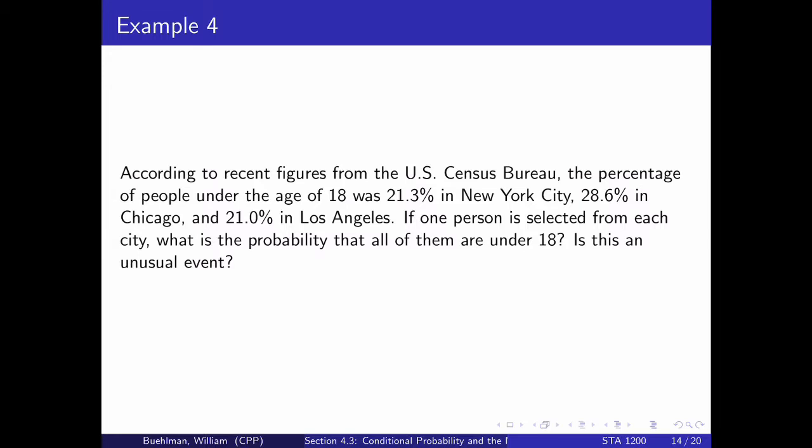Example 4. According to recent figures from the U.S. Census Bureau, the percentage of people under the age of 18 was 21.3% in New York City, 28.6% in Chicago, and 21.0% in Los Angeles. If one person is selected from each city, what is the probability that all of them are under 18? Is this an unusual event?